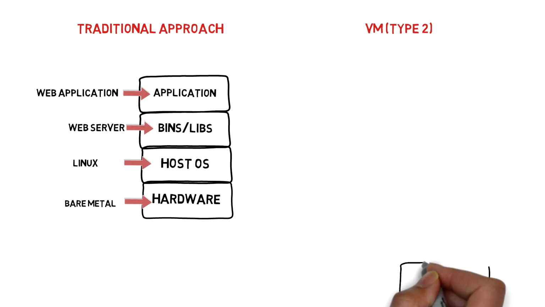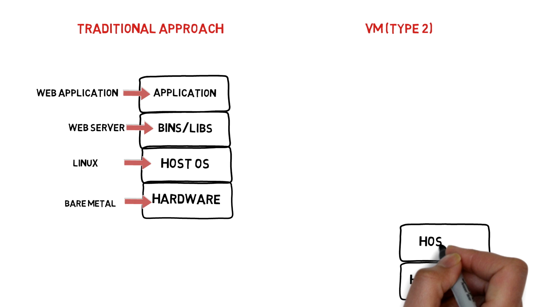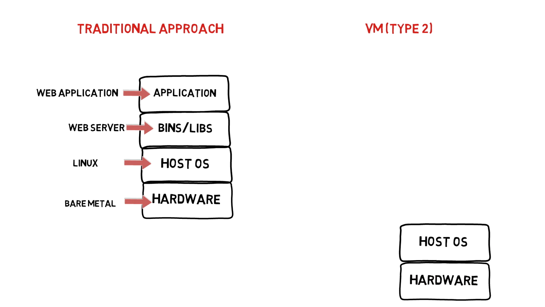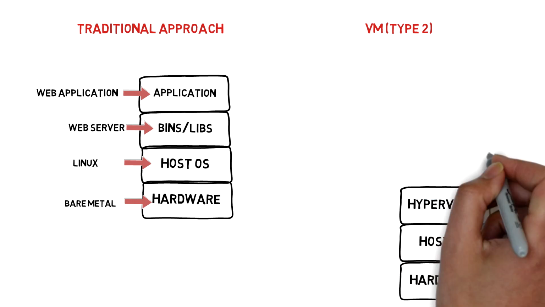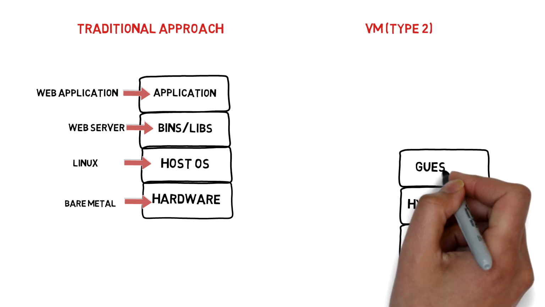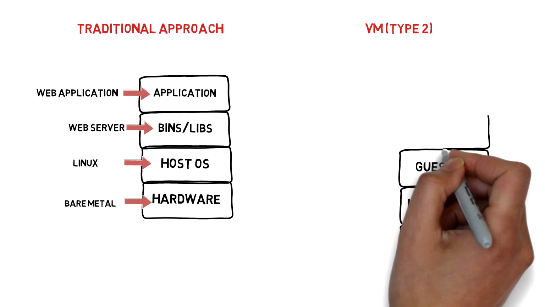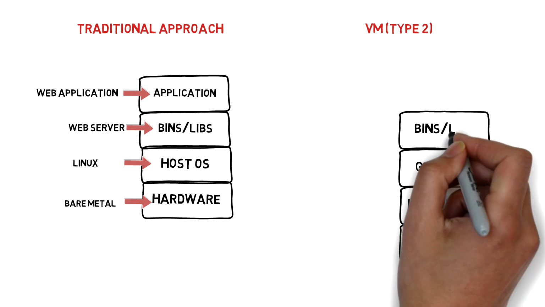Now let's look at another approach, deployment on VM with type 2 hypervisor. You might ask, what about type 1? We'll get to that in a minute. But here you have some hardware. On that you install an operating system. On that you run a hypervisor, then a guest operating system, then your dependencies. On that you deploy your application.